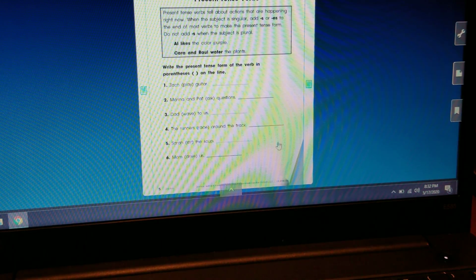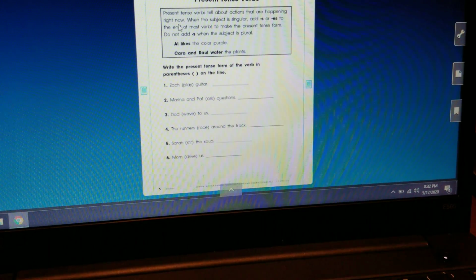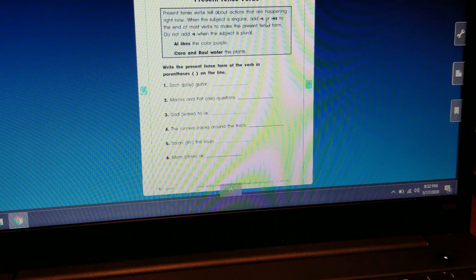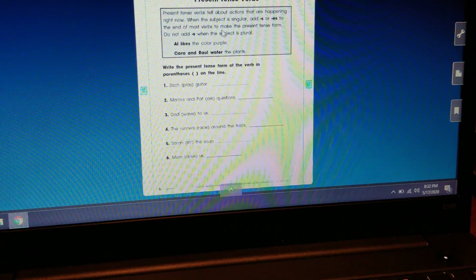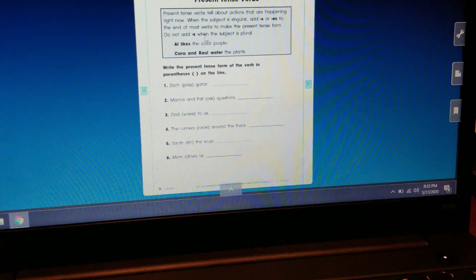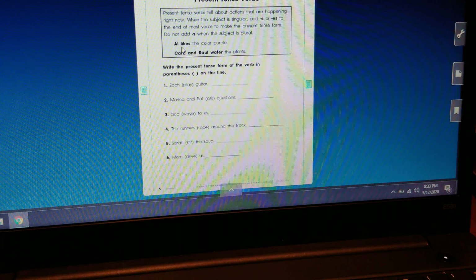Let's try some. Let's do the present tense first. It says present tense verbs tell about actions that are happening right now. Remember, my chart said now. When the subject is singular, add an S or ES to the end of most verbs to make the present tense form. Do not add S when the subject is plural, and we'll see what they mean by that.